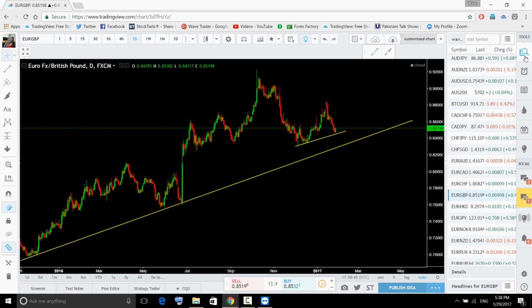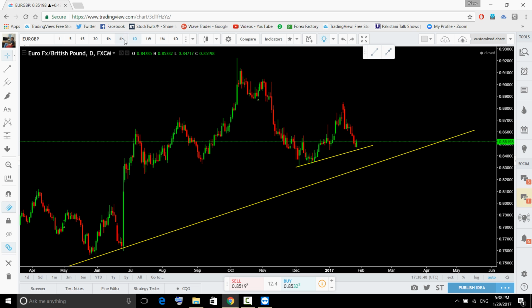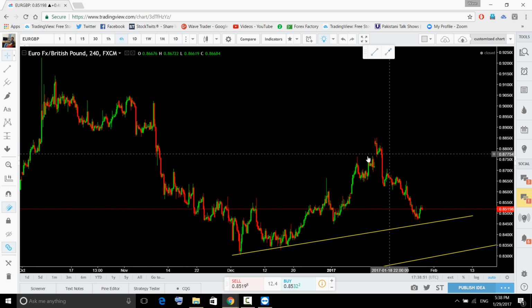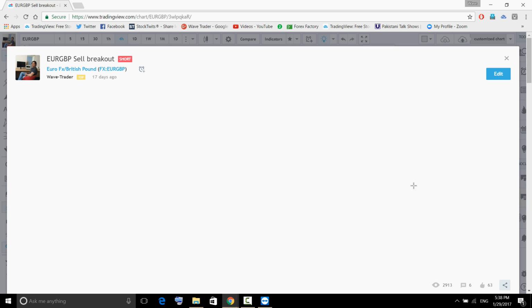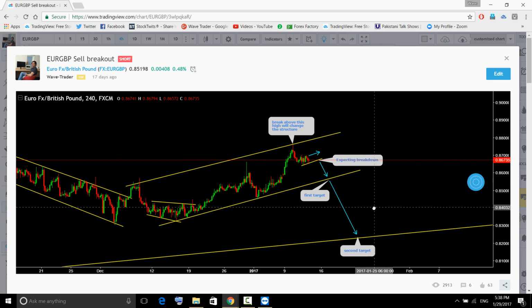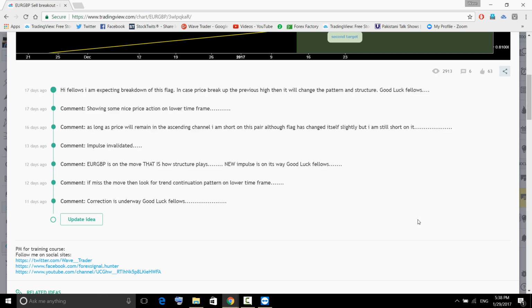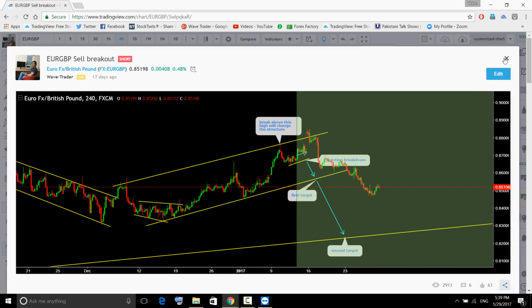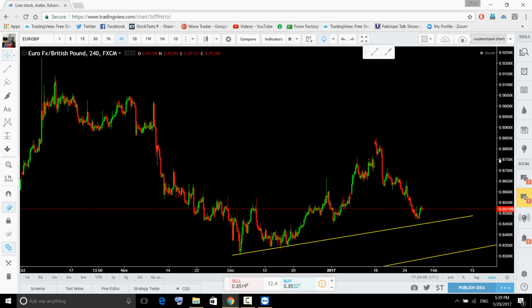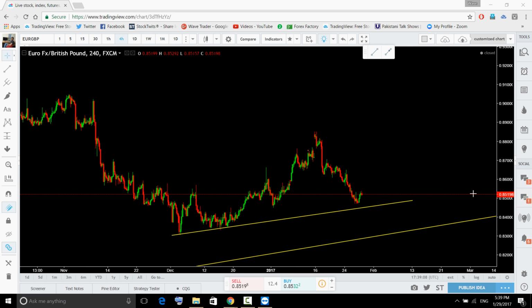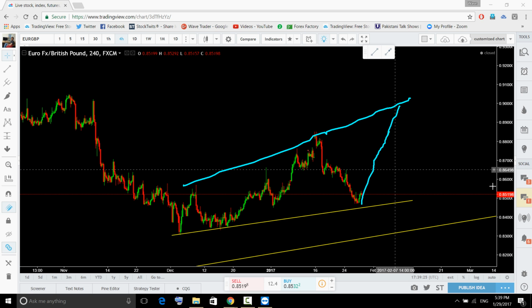Euro pound. The trade setup we were looking at on this pair was this, if you guys remember that. No, we may get this up move. Okay, we may get this move, but I'm neutral on this pair at the moment. I'm not looking for a trade setup on this pair. When I look for a trade setup, I will update you about this pair.